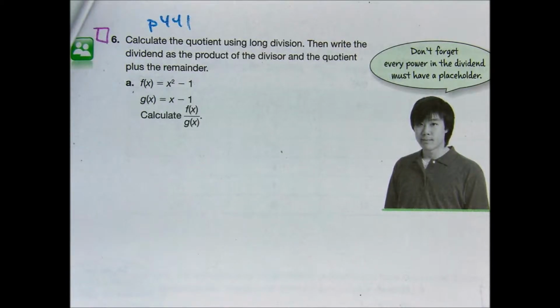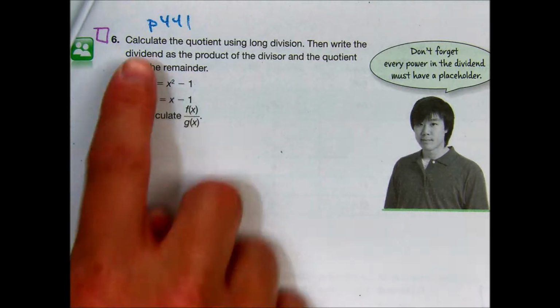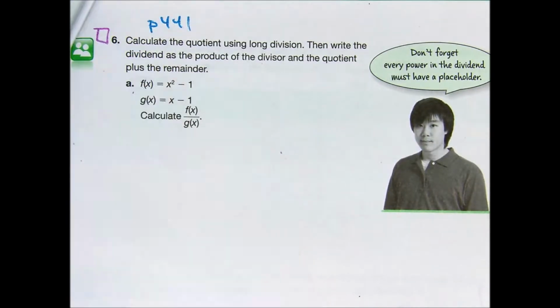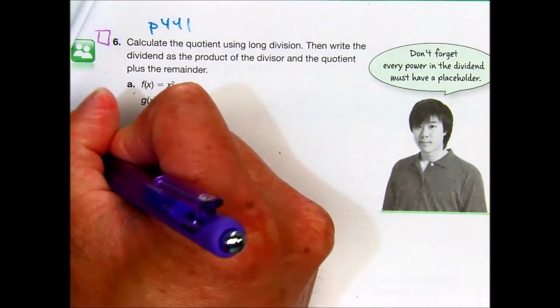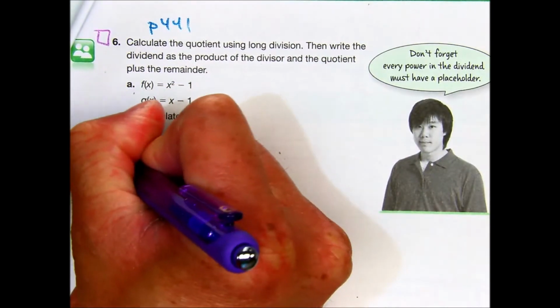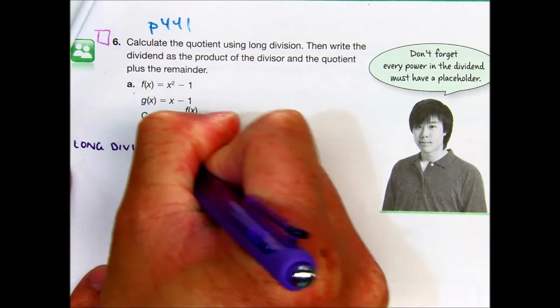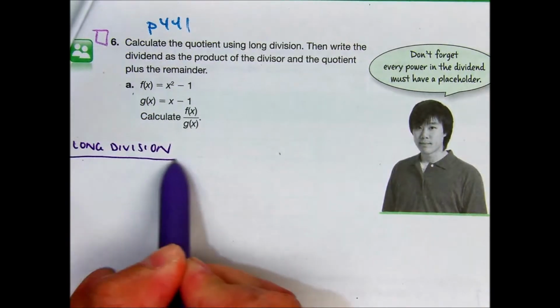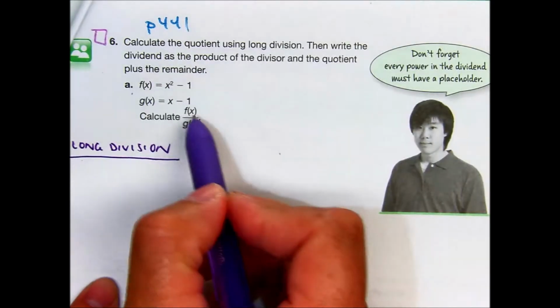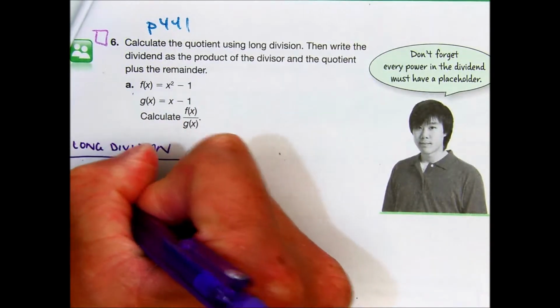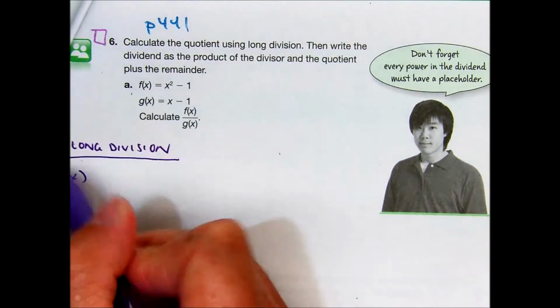Let's go over question 6A. Brittany, read the directions for us, please. Alright, so let's go ahead and complete long division. Basically, they're telling you to take f of x and divide it by g of x.